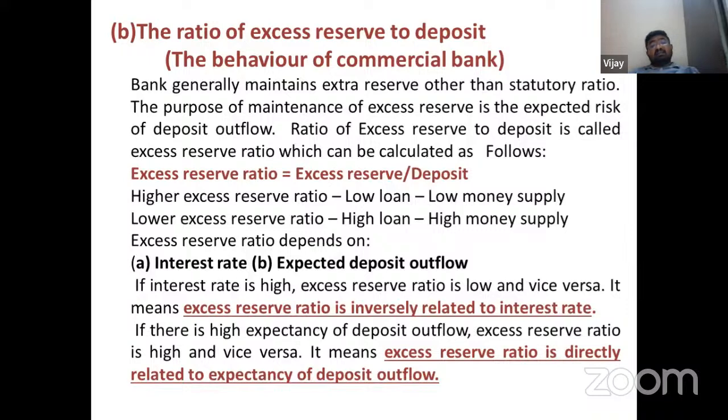Higher reserve, for example, say the ratio of excess reserve to deposit. This is the behavior of the commercial bank. Now the commercial bank, if the lending rate is more than the reserve ratio rate, then what they will do, they will give it as loan.